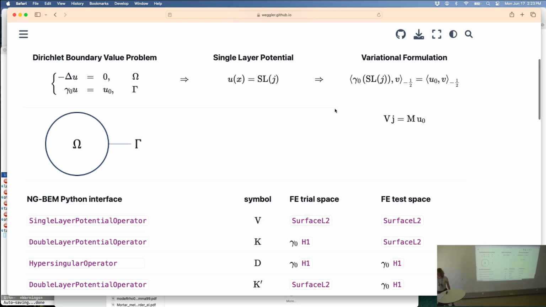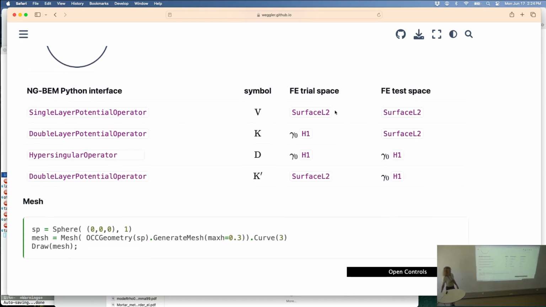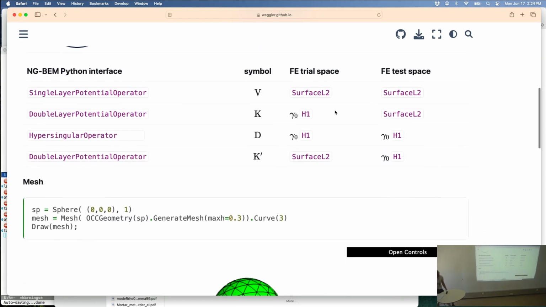For the single layer potential operator, the trial function is h minus 1/2. This is the density, which lives in h minus 1/2. The conforming finite element space is surface Laplace, and the FE test space is also surface Laplace. And this is what I already prepared before.